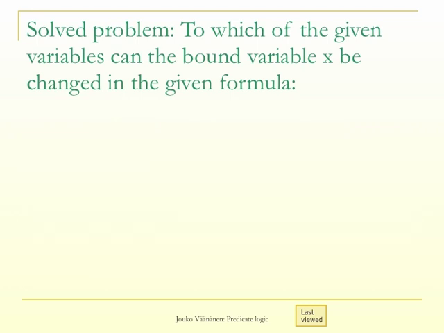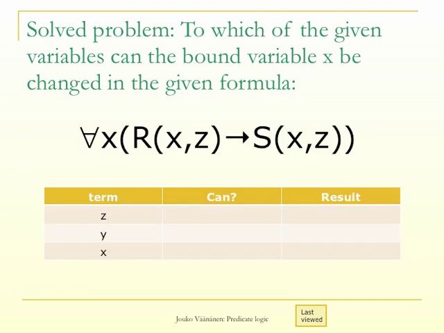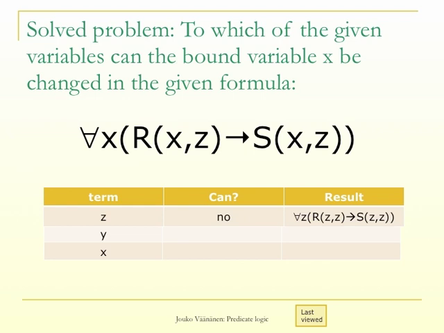Next problem. To which of the given variables can the bound variable x be changed in the given formula? First, z. Can we replace x by z? No, we cannot, because the two free occurrences of z would become bound. And this is exactly what should not happen. So the answer is no.